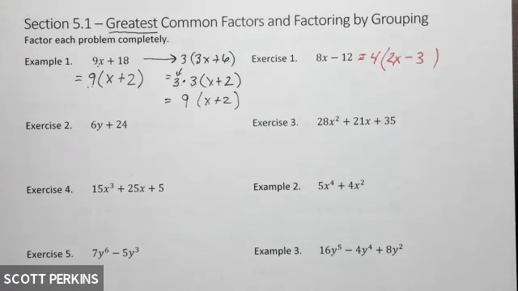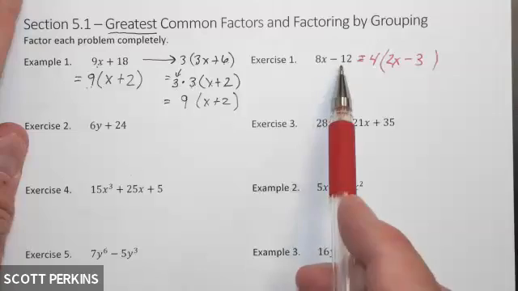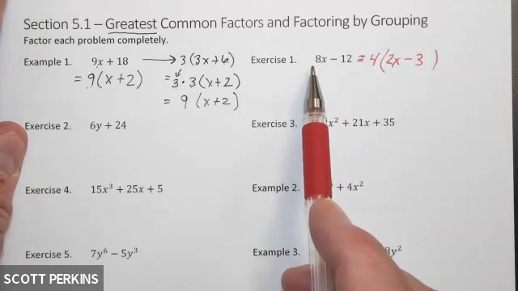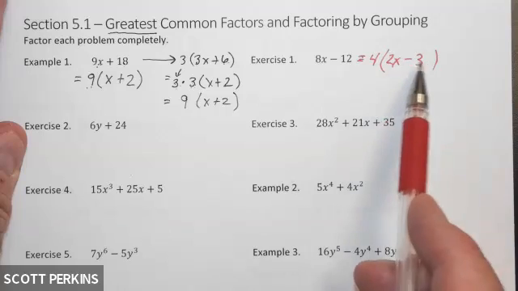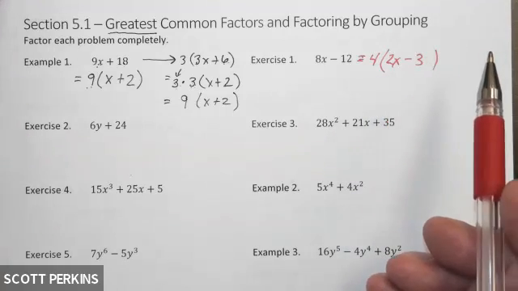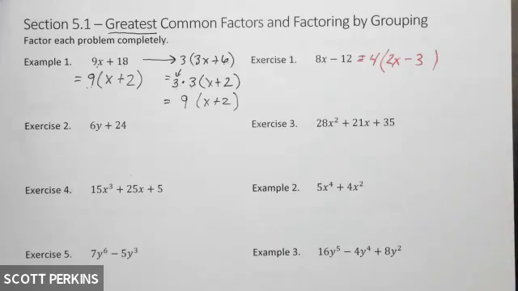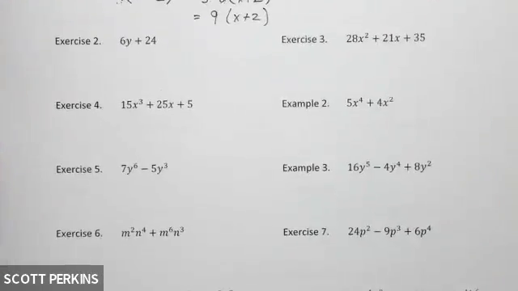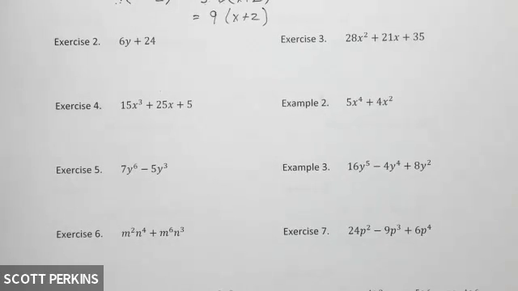Again, I don't want to beat this dead horse too much, but if you took out a 2 first time, that's great. Then you would notice that the 2 terms you have left still have a 2 in common. And you just go through the process again. All right, try exercise 2 right below. 6y plus 24. Factor out the greatest common factor.